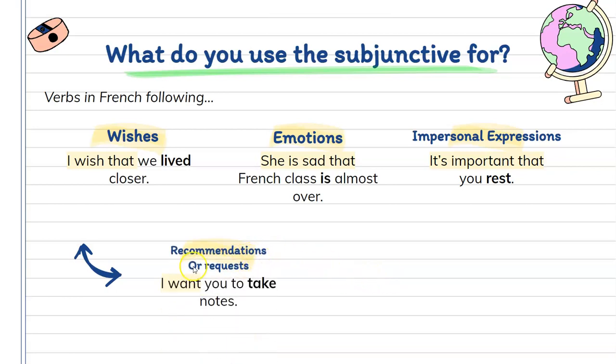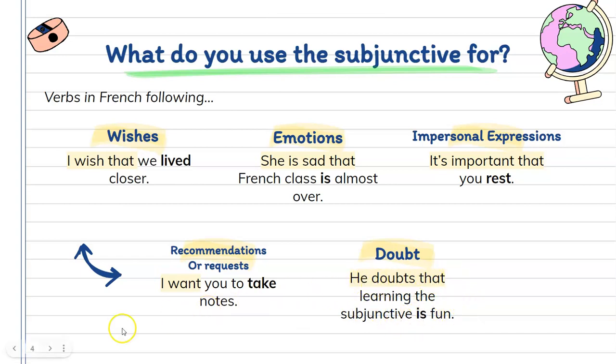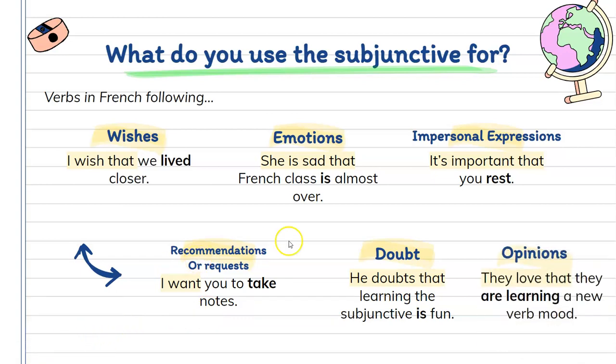Recommendations or requests. Right? I want you to take notes. Take, right? Again, it's not happening just because I want it to. It may or may not. So voilà. Take, in this case, would be subjunctive in French. And doubts. He doubts that learning the subjunctive is fun. That is the part following the part about talking about the doubt would be subjunctive en français. And opinions, lastly. They love that they are learning a new verb mood. That are learning would be in the subjunctive in French.